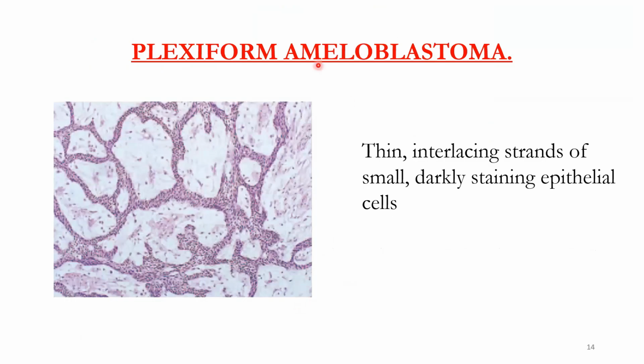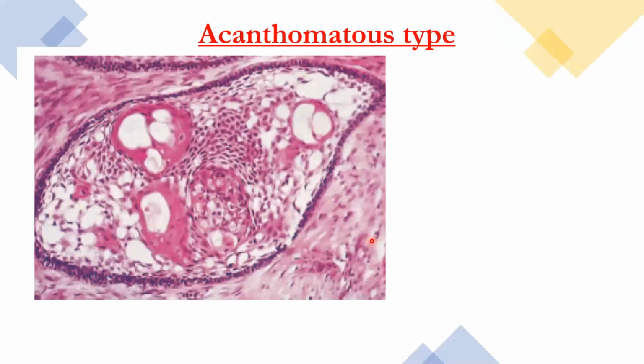The next variant is plexiform ameloblastoma. Here the cells are arranged as thin interlacing strands, if you can see here. They're all interlacing strands, and the connective tissue is very less, and it is a loose connective tissue stroma. The cells, if you notice, do not resemble ameloblasts at all. They're just simply small, darkly staining epithelial cells. So that's about plexiform ameloblastoma.